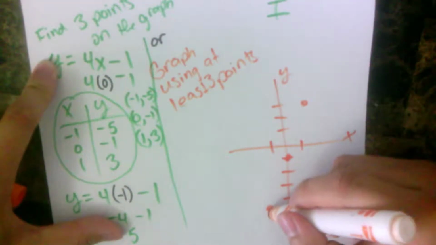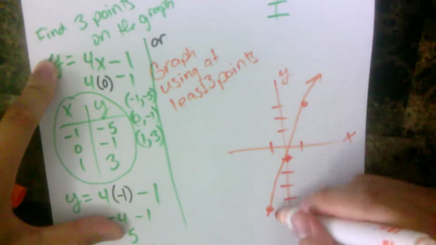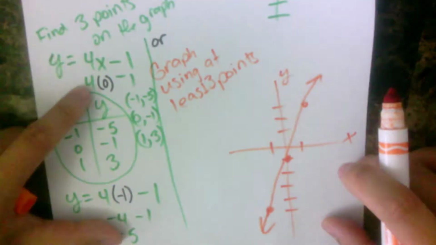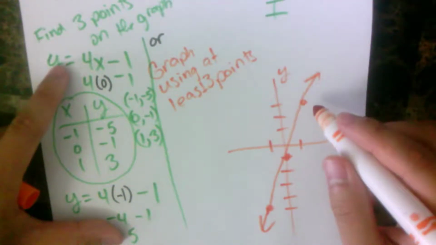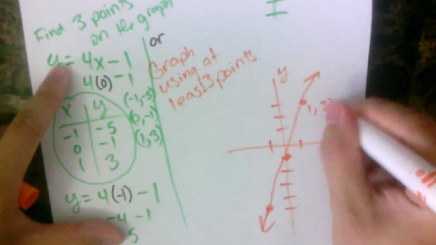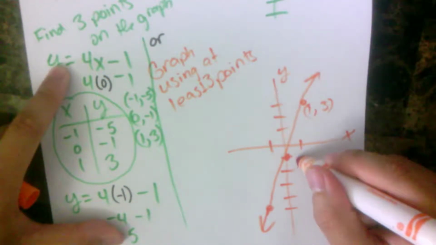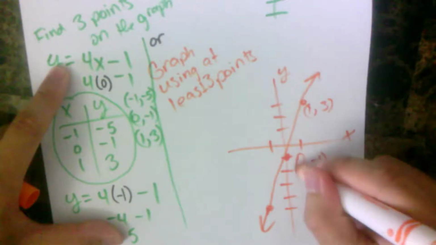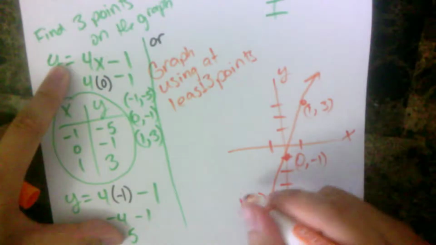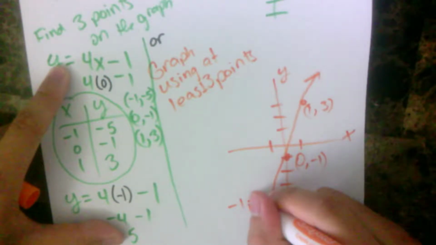After that, we're just going to draw a line through our dots. Hopefully your lines are straighter than mine. Mine was actually pretty bad, but that's okay. And then all you have to do is label your dots. So let me know that this is 1, comma, 3. Let me know that this is 0, comma, negative 1. And let me know that this is, I'm sorry, wow, negative 1, comma, negative 5. Sorry about that.